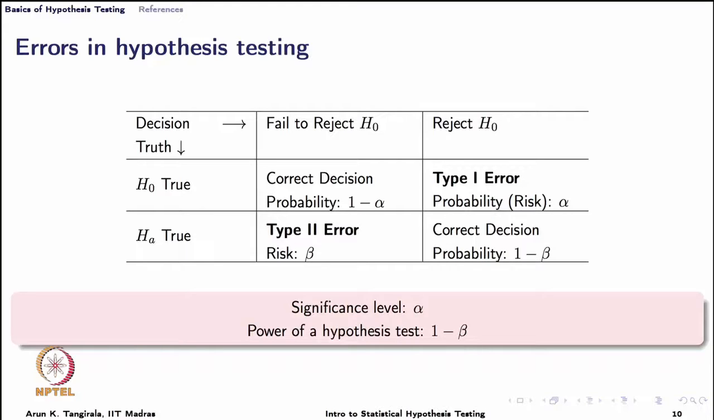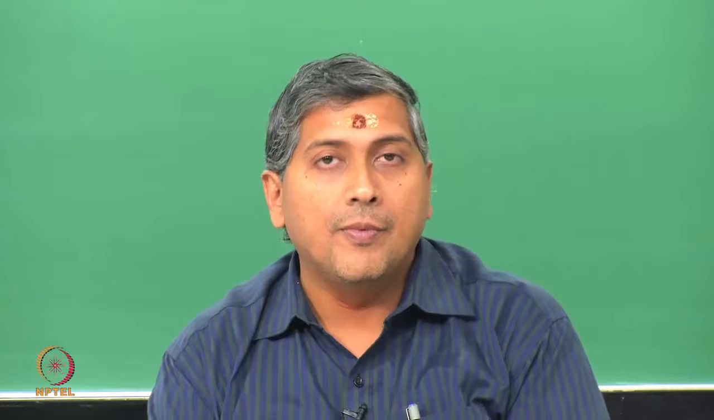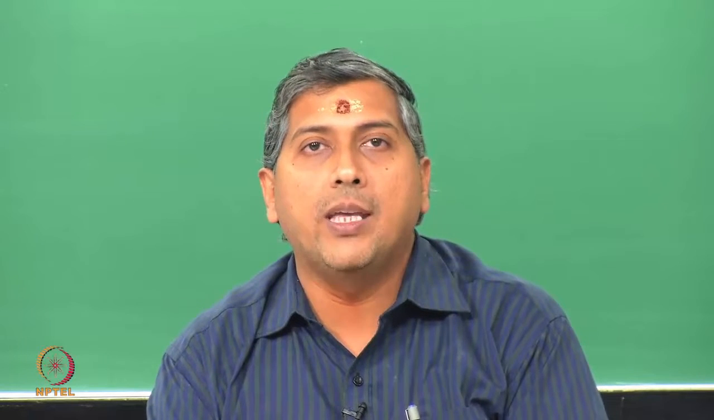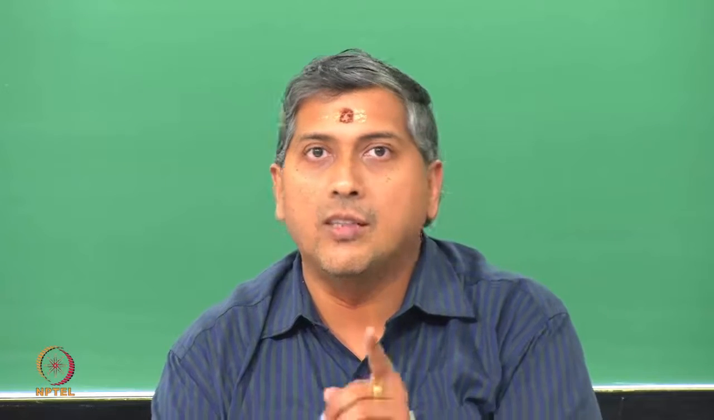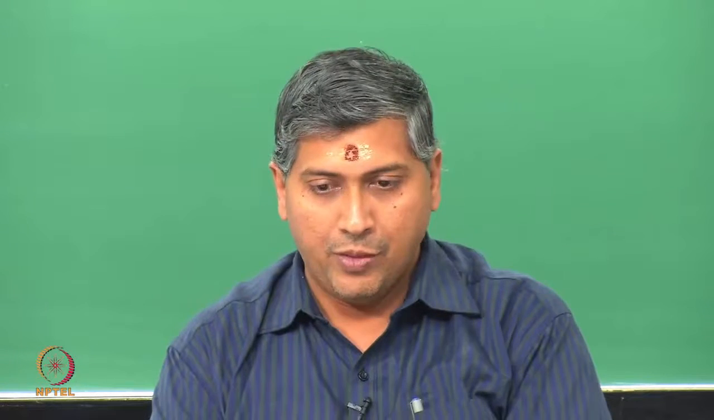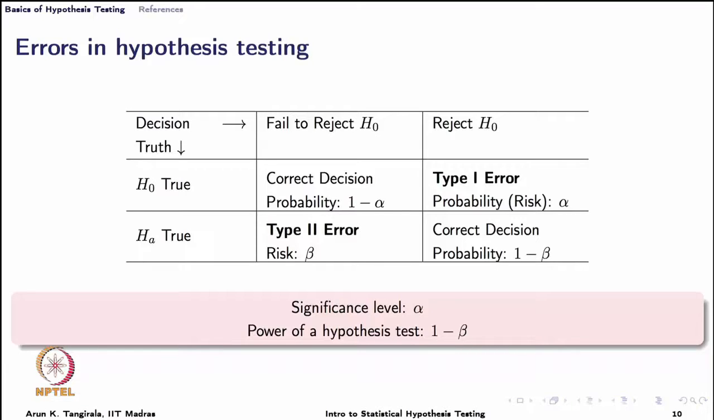If H naught is true and I fail to reject the null hypothesis, excellent, that is a correct decision, no worries. But as we have seen in the example, it is not necessarily that I will make this correct decision all the times, which means the probability of making a correct decision when H naught is true and failing to reject H naught is not 1, it is less than 1, and in fact it is 1 minus alpha, because the probability of rejecting H naught when H naught is true is alpha. There are only 2 possibilities.